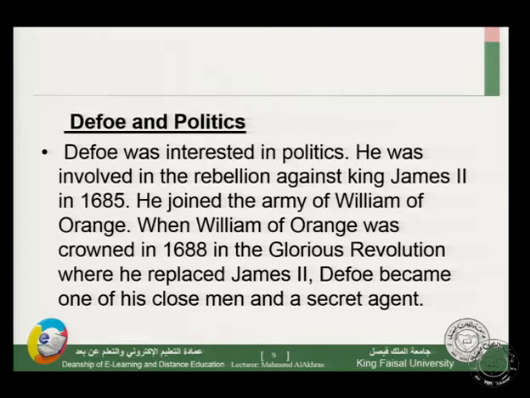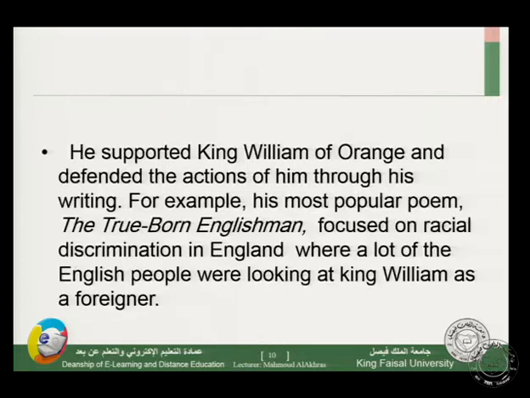Defoe became one of his close men and a secret agent. So he was a kind of political person. He was a secret agent for the king himself. He supported King William of Orange and defended his actions through his writing. For example, his most popular poem, The True-Born Englishman.